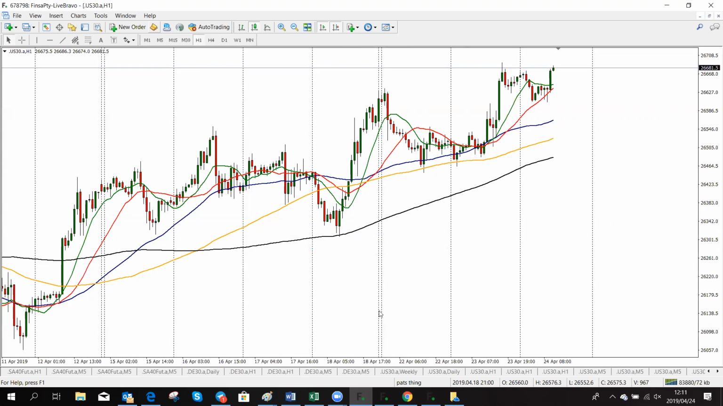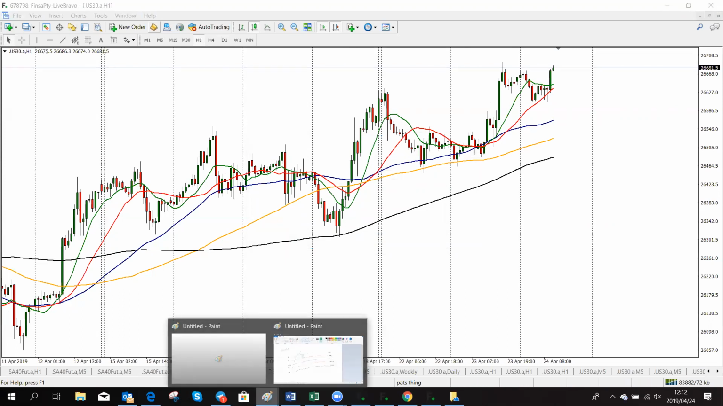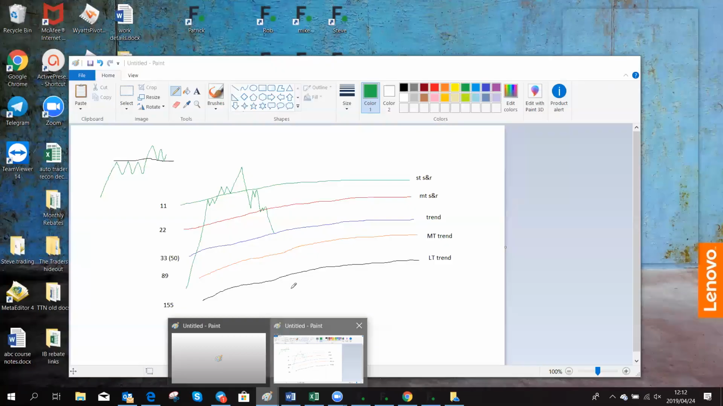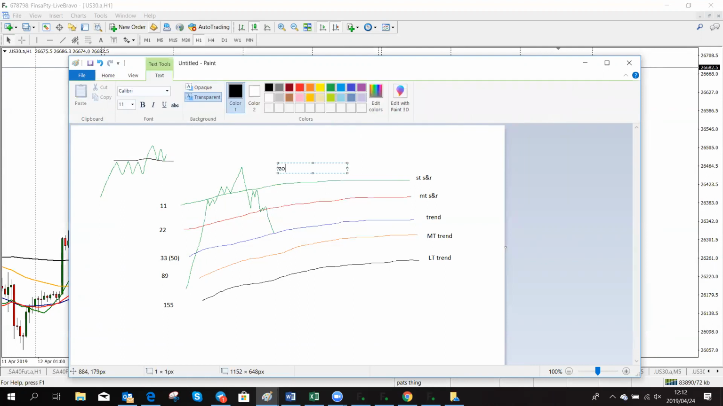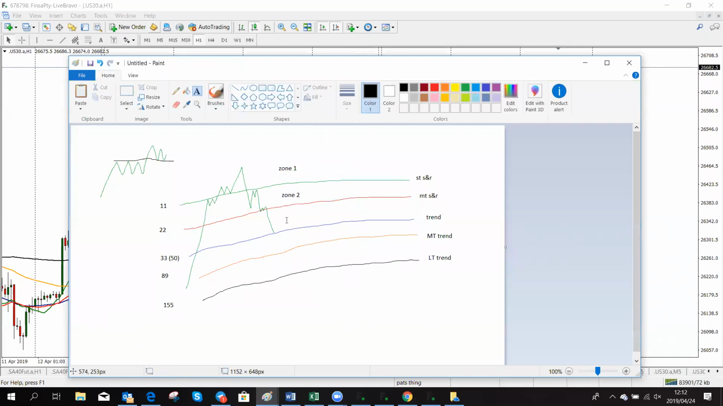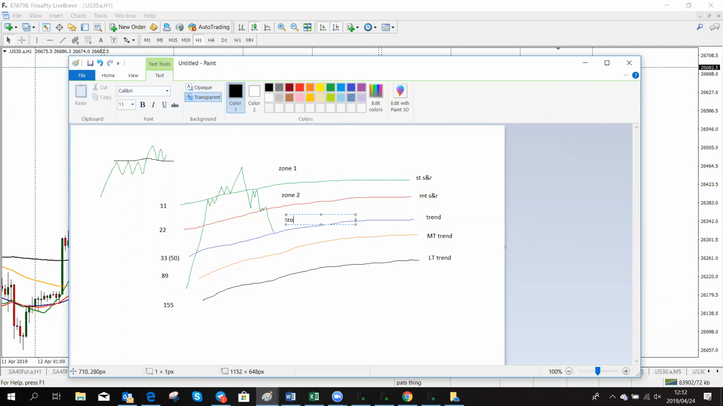So what we want to go back to quickly is just look at the zones and where we want to be at any particular time. So while we're trading above the 11 in effect, we're in what we call zone 1. If we break the green, we move down to the red, we're in zone 2. We break the red, the next level of support is zone 3.